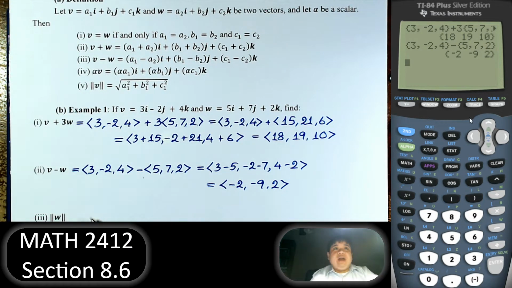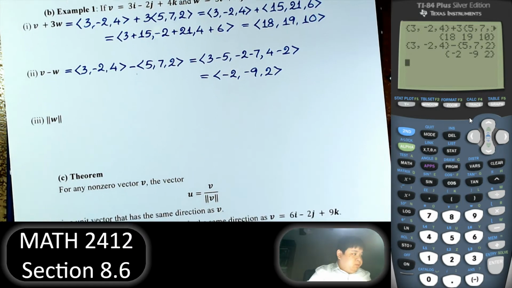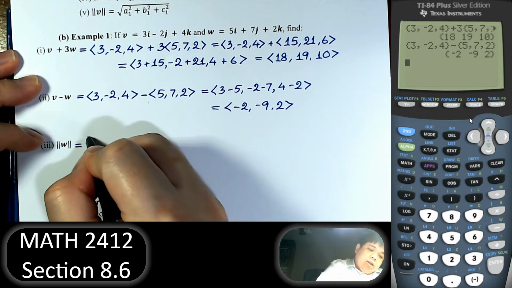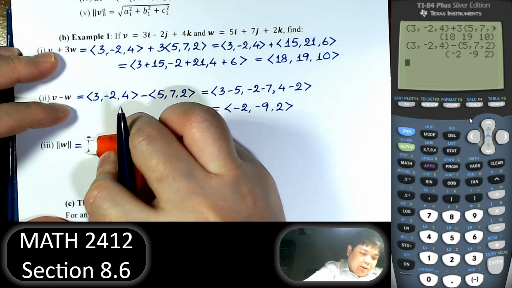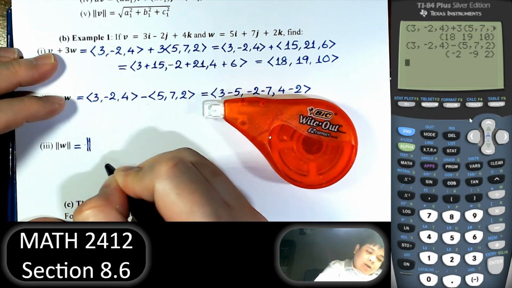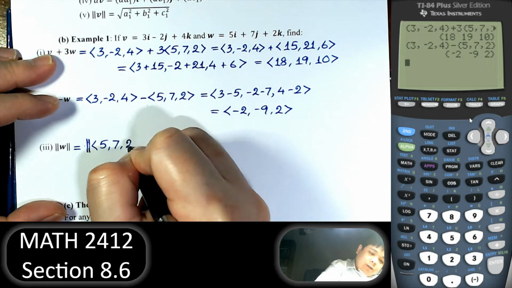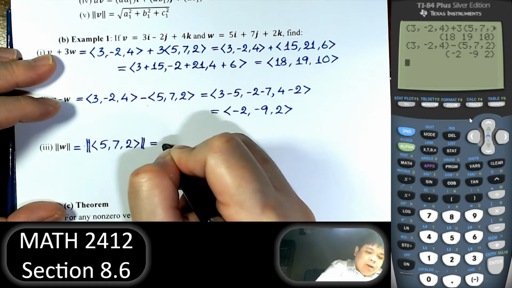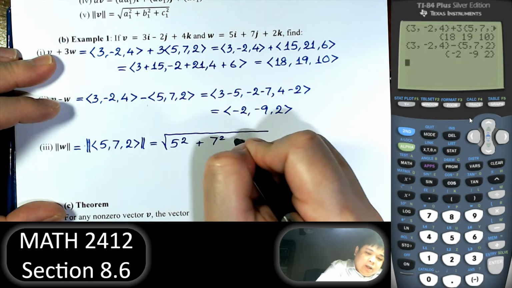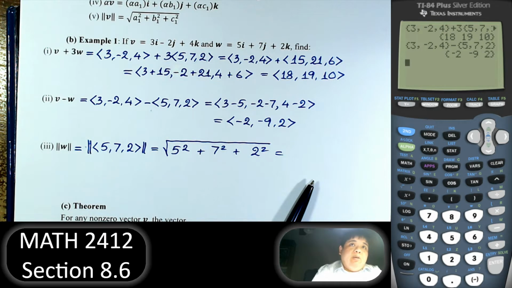And that's what we have. So simple enough. Now, the magnitudes of the vector will be the same. Let me write this properly. First, we want the magnitude of the vector W: 5, 7, and 2. So square root of the square of the components: 5 squared, 7 squared, and 2 squared. All of them add up under the square root.